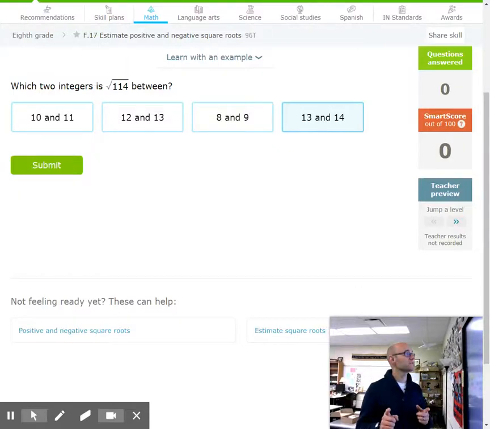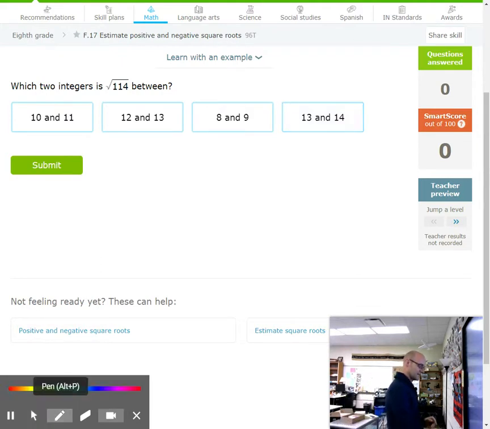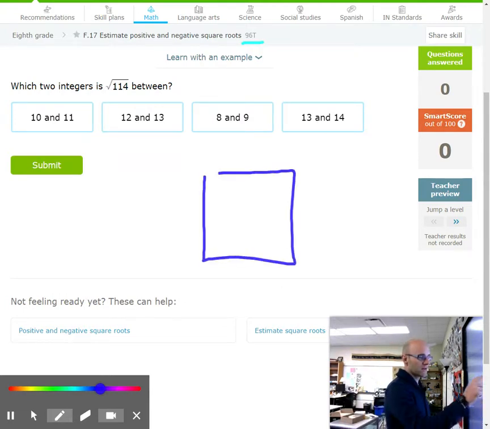All right, students, this is topic F17, estimate positive and negative square roots, and its shortcut 96T. So let's jump right in. First off, if somebody said find the square root of something, many students find themselves memorizing this, not letting it make sense. That's goofy. Take a look. Let it make sense to you right now.